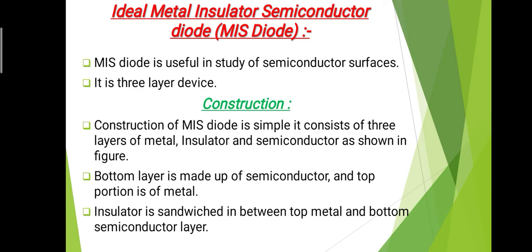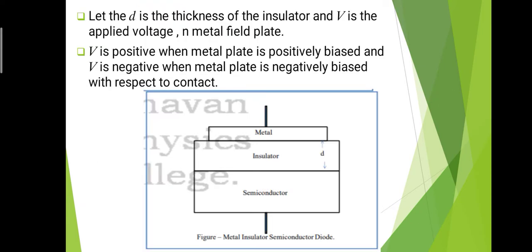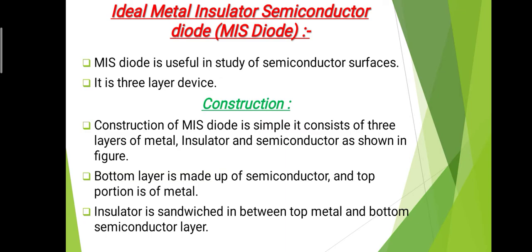But how is it made? The construction of the MIS diode is simple. It consists of 3 layers of metal, insulator, semiconductor, which is shown in the figure. As already mentioned, it is a 3-layer device, that is metal, insulator and semiconductor. In this figure the top part is the metal, after that there is an insulator, and again after that there is a semiconductor. So this is the 3-layer device, and again this 3-layer device is connected to another system.